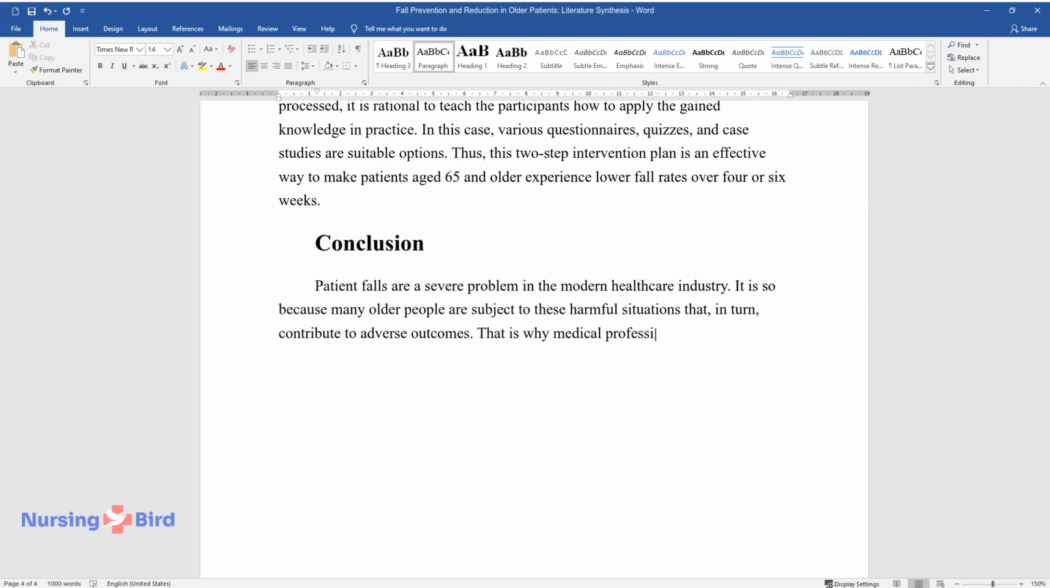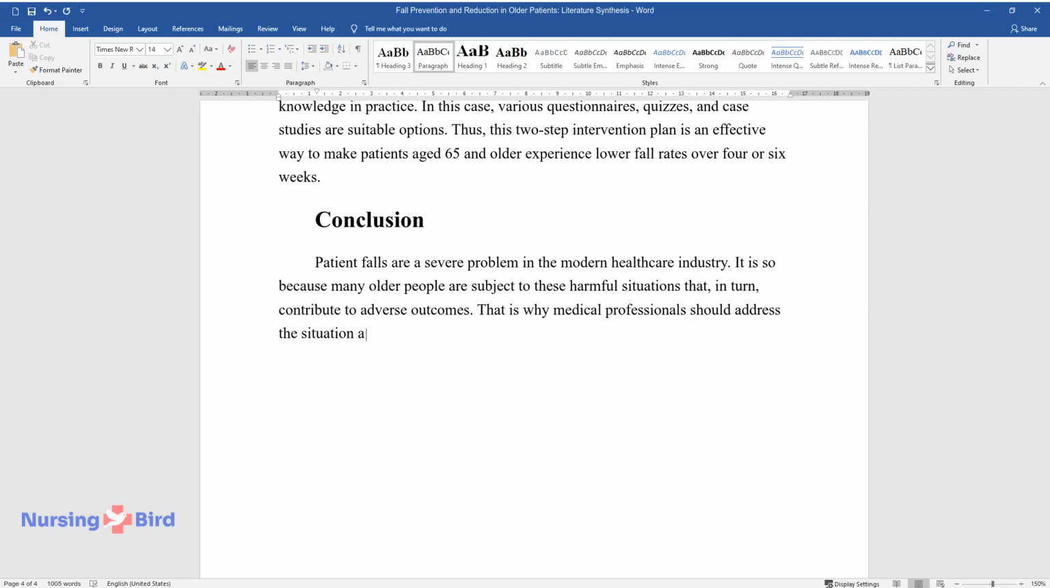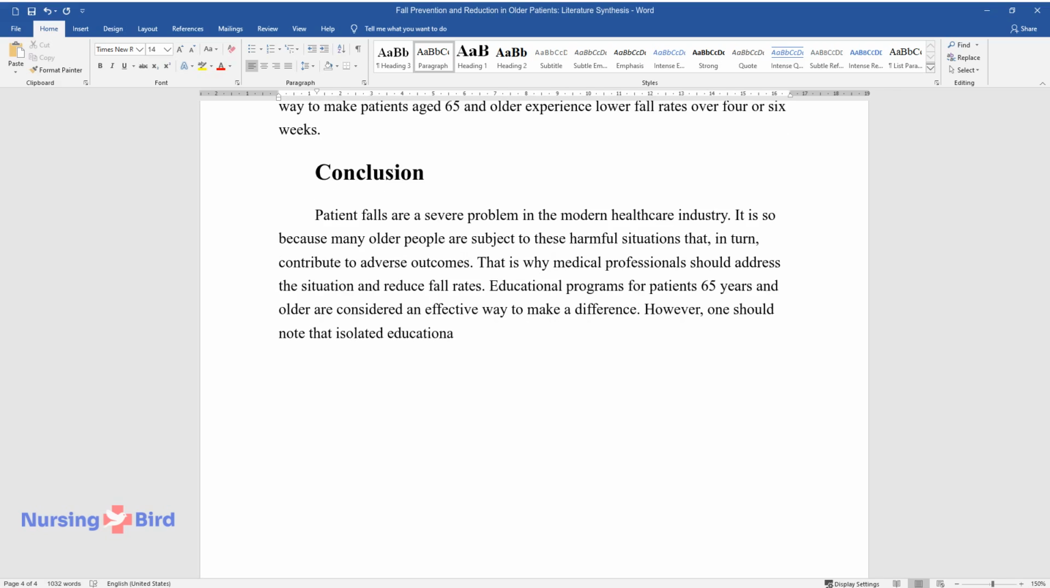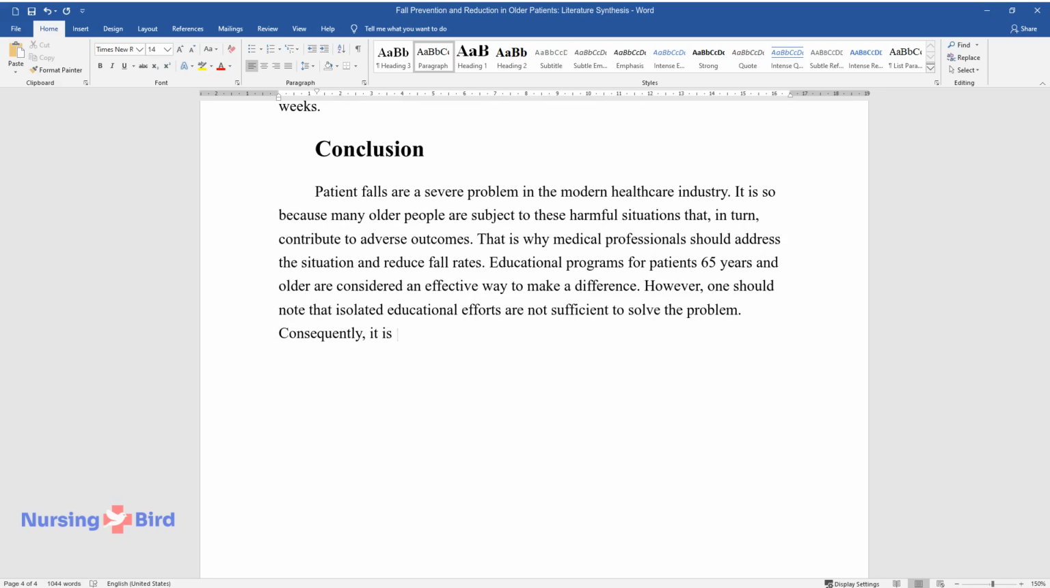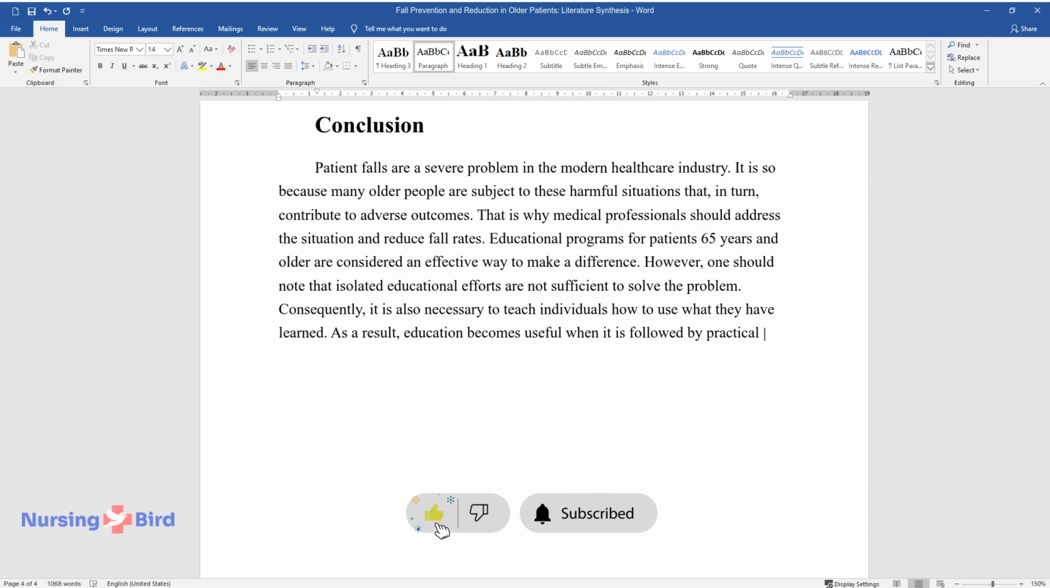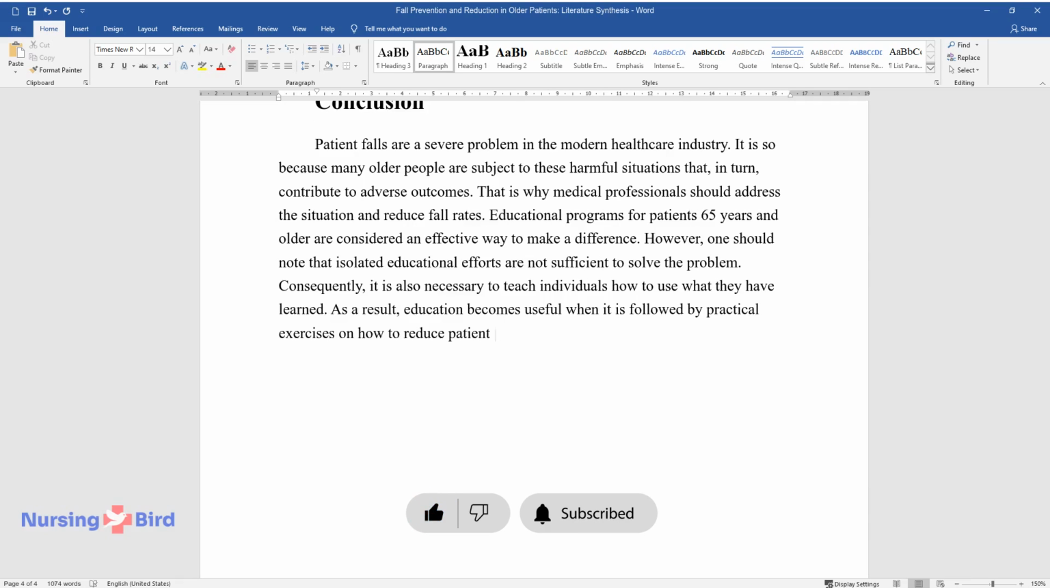That is why medical professionals should address the situation and reduce fall rates. Educational programs for patients 65 years and older are considered an effective way to make a difference. However, one should note that isolated educational efforts are not sufficient to solve the problem. Consequently, it is also necessary to teach individuals how to use what they have learned. As a result, education becomes useful when it is followed by practical exercises on how to reduce patient fall rates.